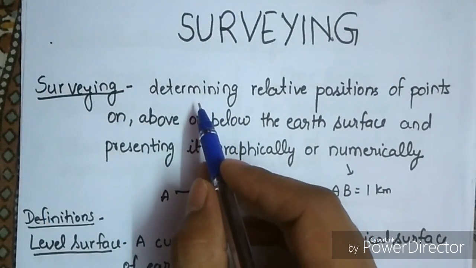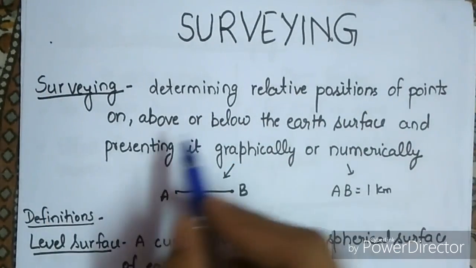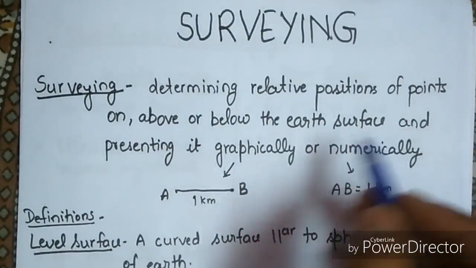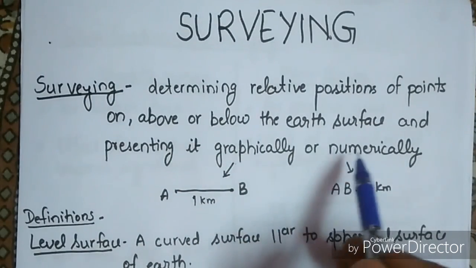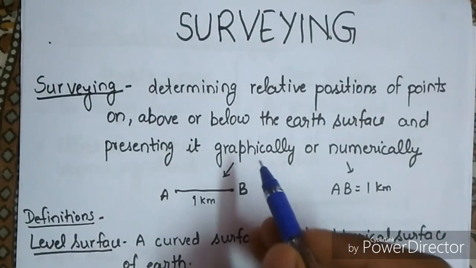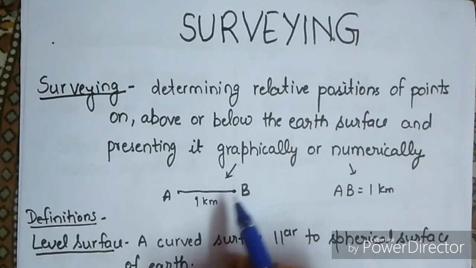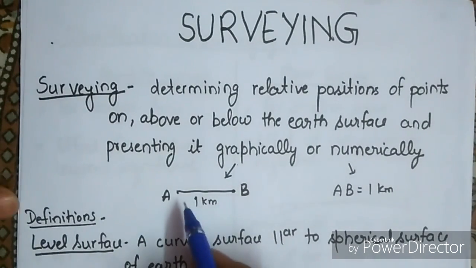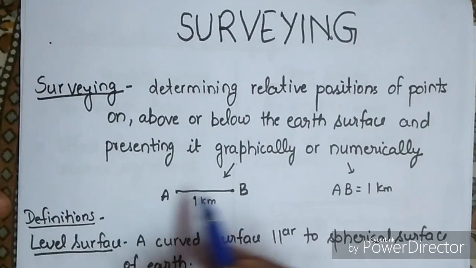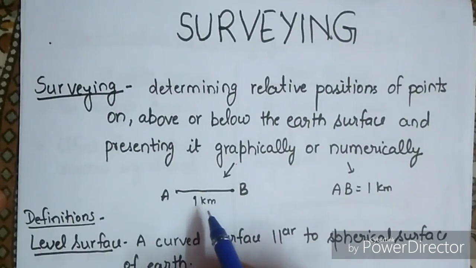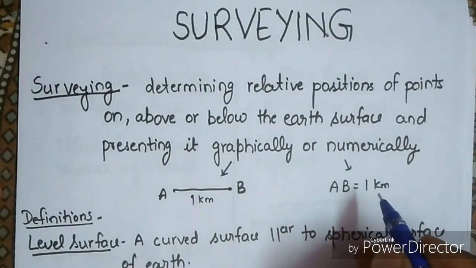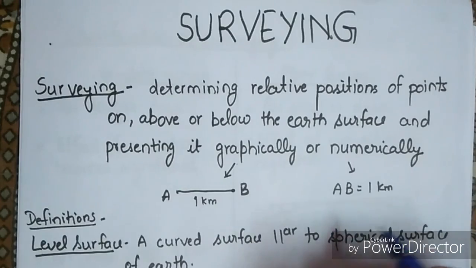Surveying is to determine the relative position of points on, above or below the earth's surface and presenting it graphically or numerically. What is graphically meant here? If we want to represent a line of 1 kilometer from A to B, then we have to draw a line A to B and represent it like this. While numerically we just have to depict as AB equals 1 kilometer.